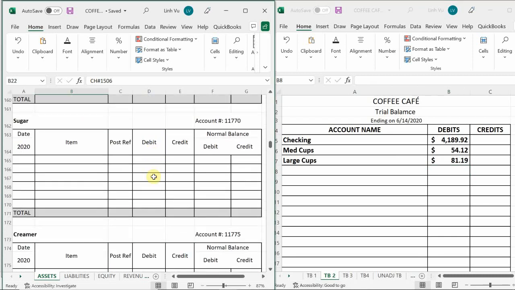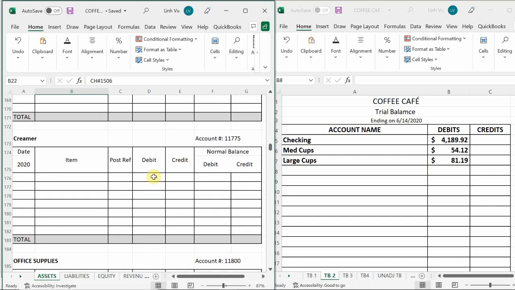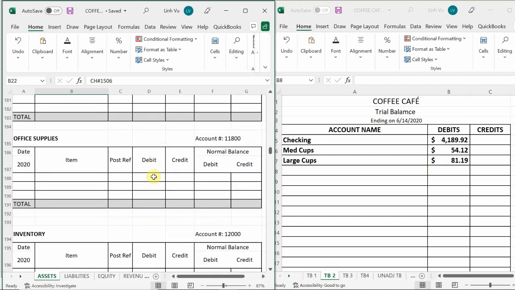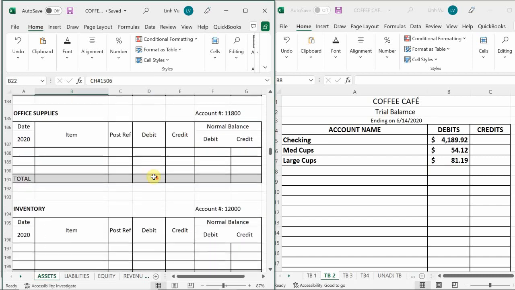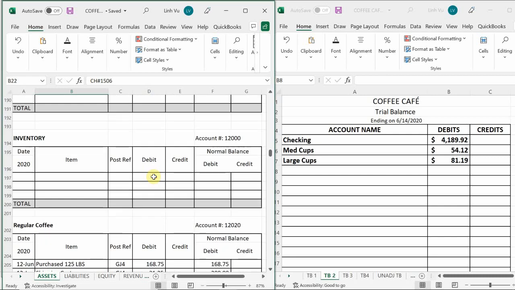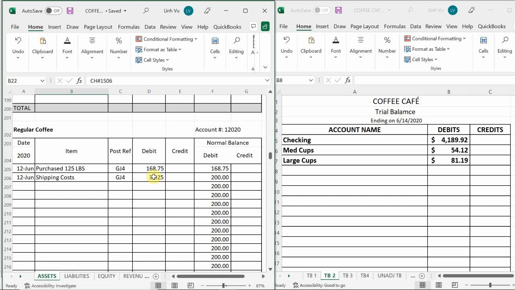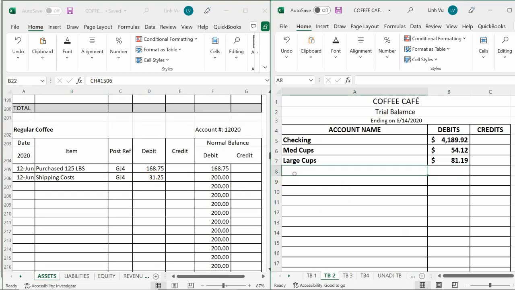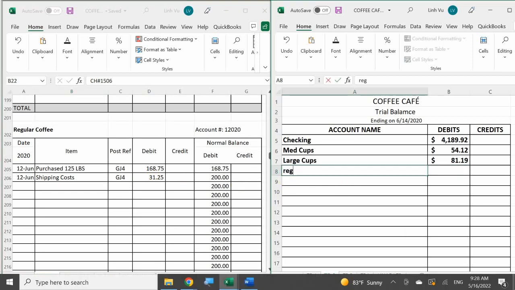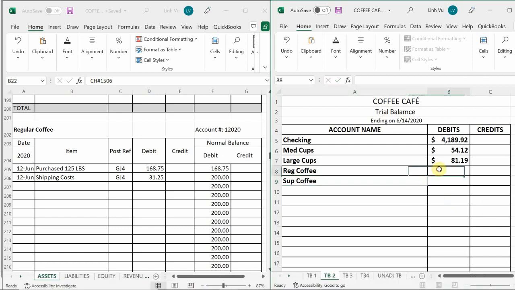Did I buy any sugar yet? Not yet. Or creamer. Okay. How about office supplies? Not yet. Did I buy inventory? Yes, I did. I bought regular coffee and I bought Supreme coffee. How much was my regular coffee?